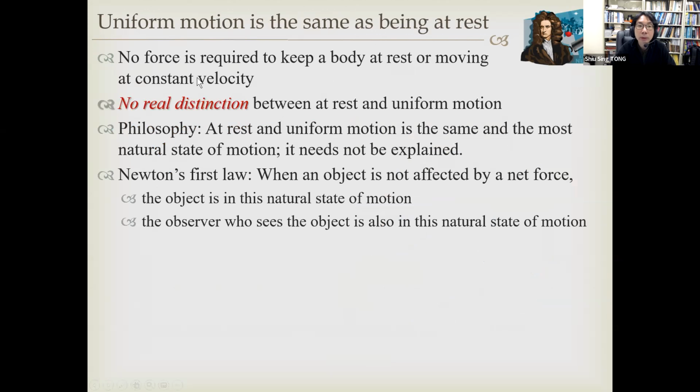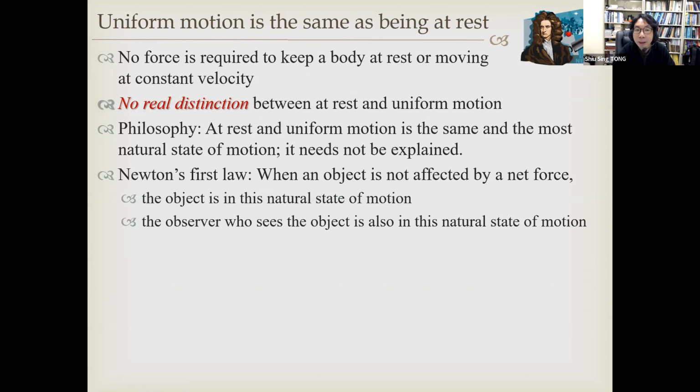Okay. Now, the important thing is: why can't they distinguish themselves as being in motion or at rest? Because no force is needed to keep a body at rest or moving at uniform velocity, right? So there's no real distinction between being at rest and uniform motion. The philosophy behind this is that uniform motion is the same as being at rest. They are the most natural state of motion. They need not be explained. So any body which is not affected by anything will maintain its motion at rest or in uniform motion.